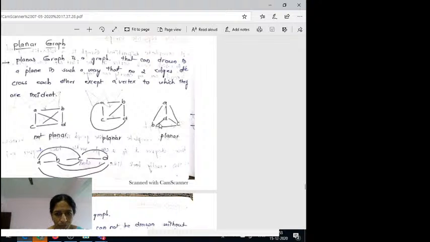Next, coming to B: B to A is an edge, B to C is an edge, and B to D is an edge. Now you can observe that there are no crossovers. So in this case also, this is called a planar graph.